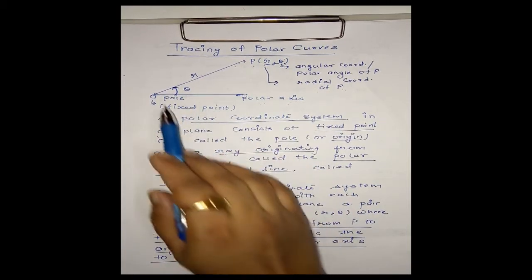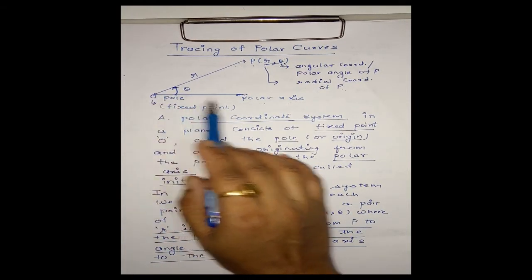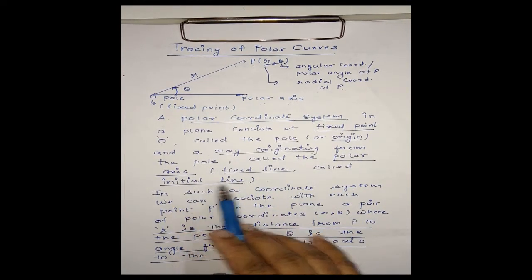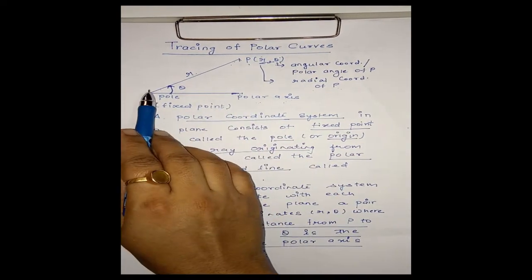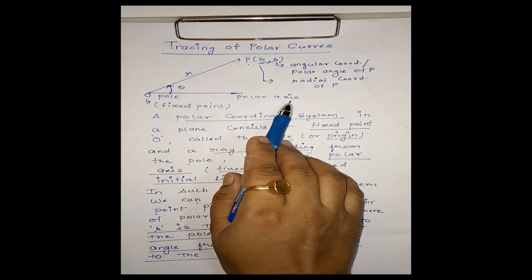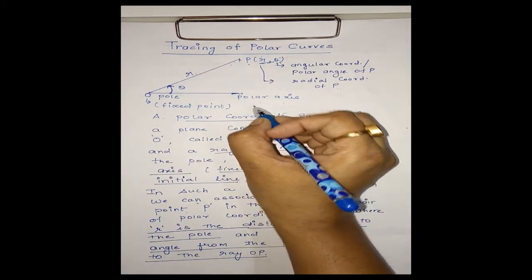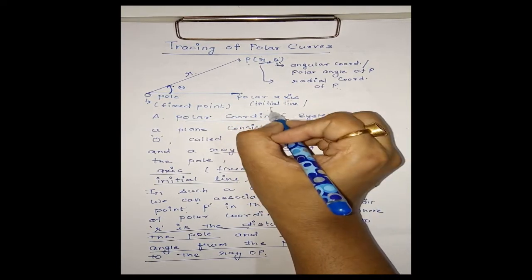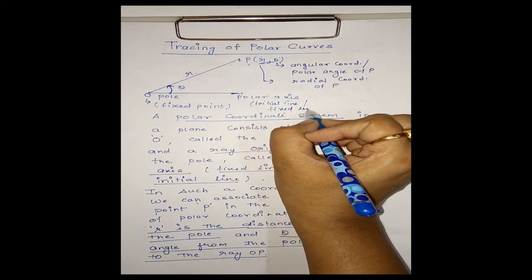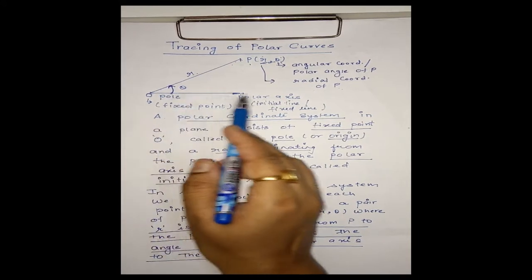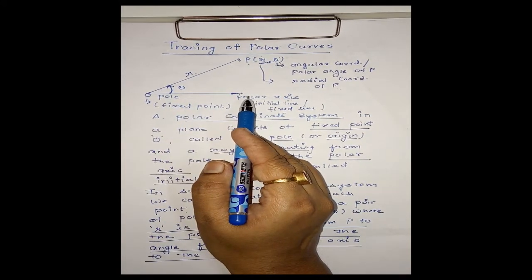and a ray originating from the pole which is called the fixed line or the polar axis or the initial line. This polar coordinate system consists of a fixed point O and a ray originating from the pole called the polar axis. This is my fixed line which is called the initial line or the polar axis, just like the x-axis in the xy coordinate system.